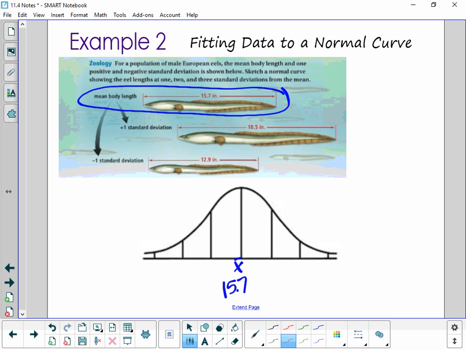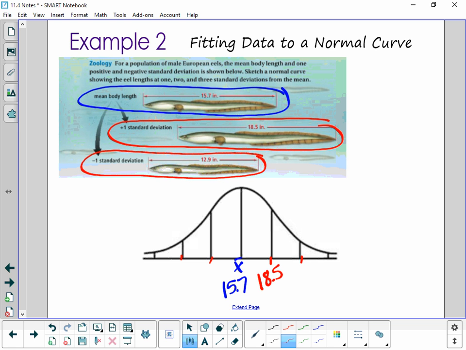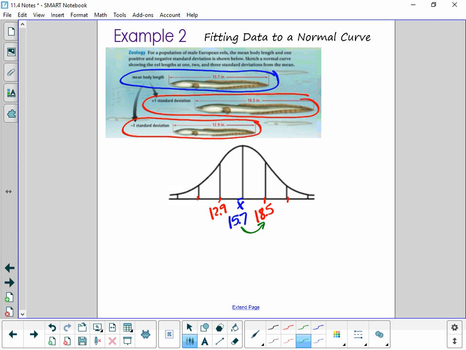To decide what value is going to be at these other standard deviations away, we need to figure out what the standard deviation is. This guy is 1 standard deviation above the mean, so that goes here. And this guy is 1 standard deviation below the mean, so this goes here. If you fill those 2 values in, you can see that the standard deviation is 2.8. So we add 2.8 to get here, and we subtract 2.8 to get to 12.9. To fill in the remainder of these, we just have to keep that same pattern up.